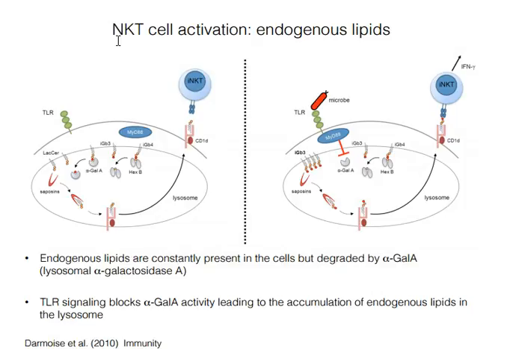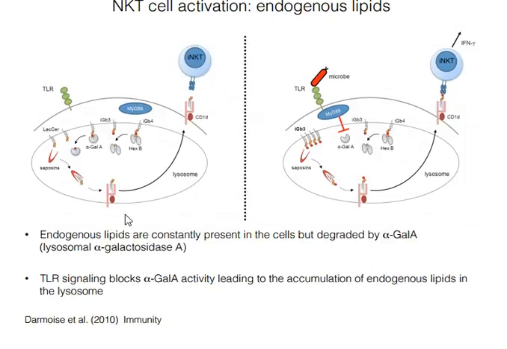So basically we have two different paths. So the theory is that endogenous lipids are constantly presented in the cells but degraded by alpha-gal A, lysosomal alpha-galactosidase A. And they reckon that TLR signaling blocks this alpha-gal A activity, leading to the accumulation of endogenous lipids in the lysosome.